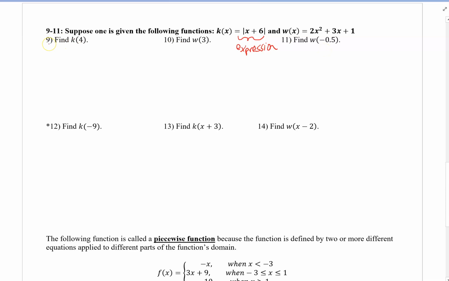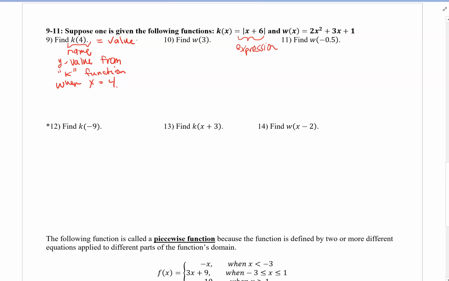So maybe I'll just start with number 9. It's saying find k of 4. Okay, so k of 4 is the name of our answer, and it basically means the y value from the k function when the x value is 4. That's what it's basically saying all in one little package. So our job is to try to find the value for that.